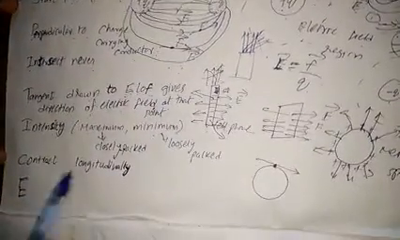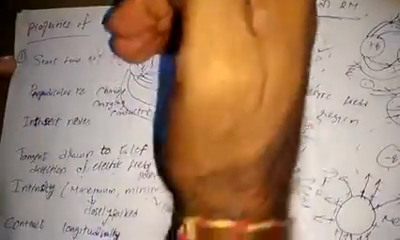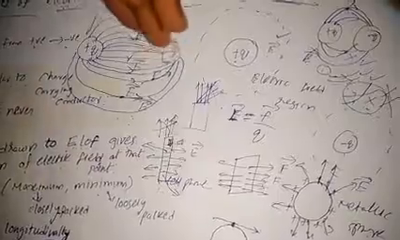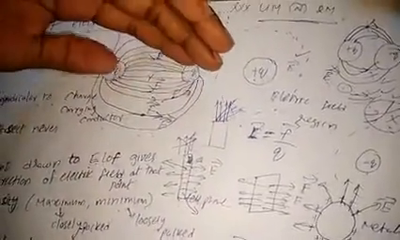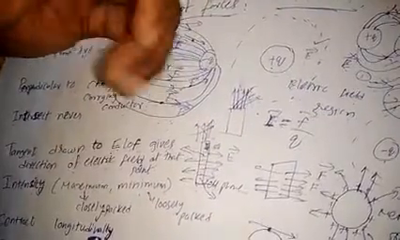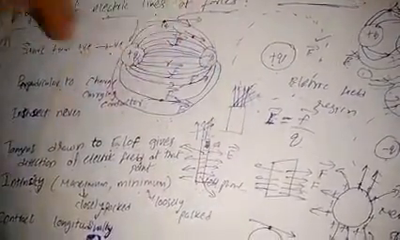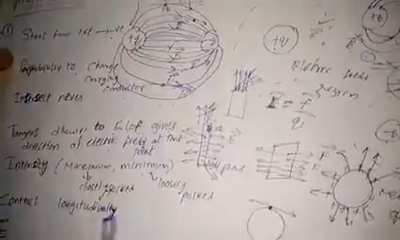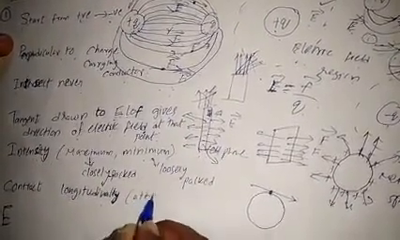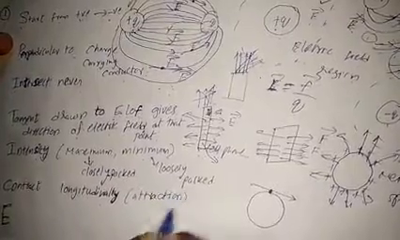So they contract longitudinally. Longitudinally means this positive charge is going to attract the negative charge like this, in this direction. That means in what direction? The longitudinal direction. So what type of phenomenon takes place here? Attraction takes place.